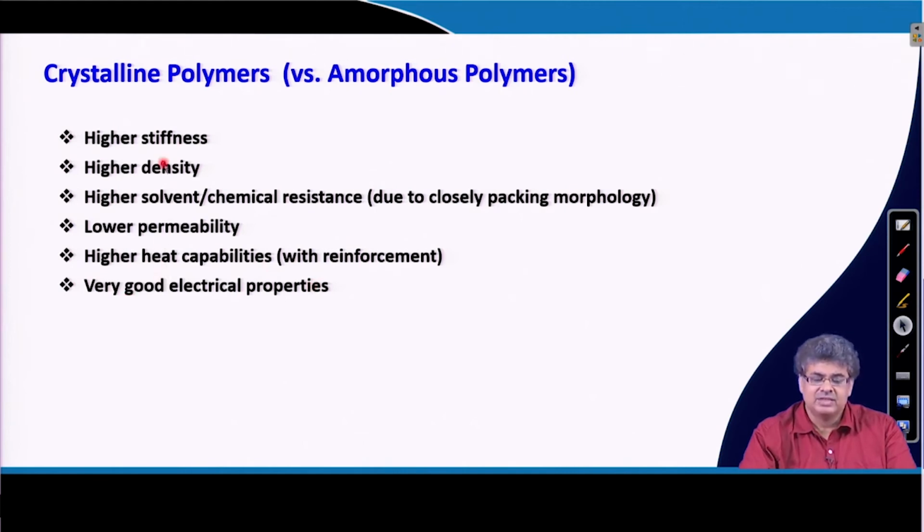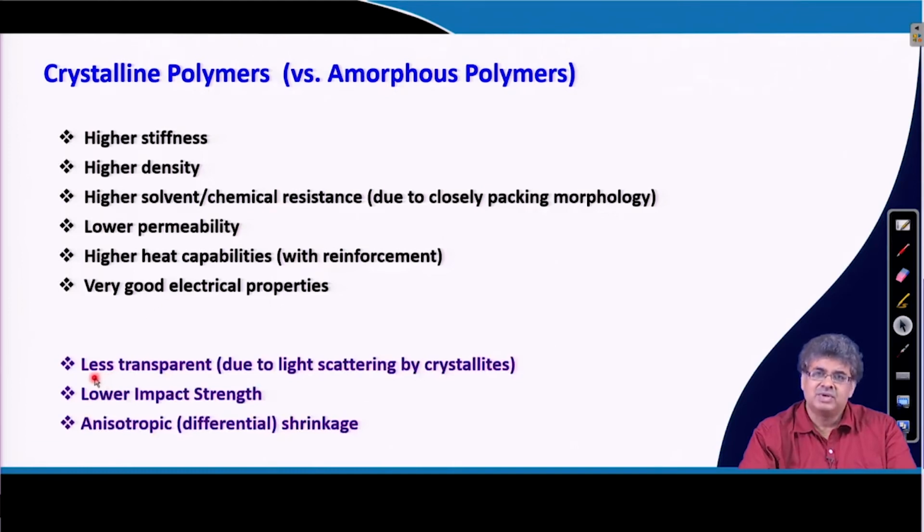Not everything is good for crystalline polymers; there are a few inferior properties compared to amorphous polymers as well, and the most important is loss of transparency. Because of the crystalline domains present in the sample, they scatter light, and as a result the transparency comes down depending upon the extent of crystallinity. This is very important because in some applications where transparency is a must, these semi crystalline polymers are not very useful.